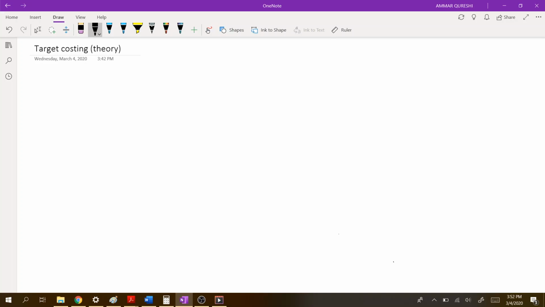Let's just start with this concept. What is the first step? We will discuss its advantages and disadvantages later in this lecture, and then we will do one question in the next lecture. But let's just start with the first step. What is the first requirement of target costing? There are a few steps involved in target costing. The first step is to identify a targeted selling price.